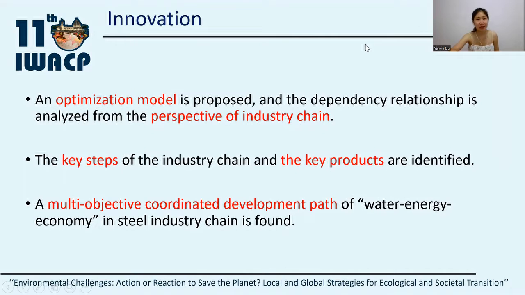There are 3 points about our innovation. The first one is that we propose an optimization model, and the dependency relationship is analyzed from the perspective of industry chain. The second part is that we identify the key steps and the key products of the industry chain. And the last point about the innovation is we found a multi-objective coordinated development path of water energy economy in the steel industry chain.